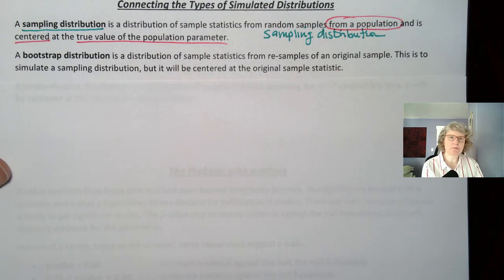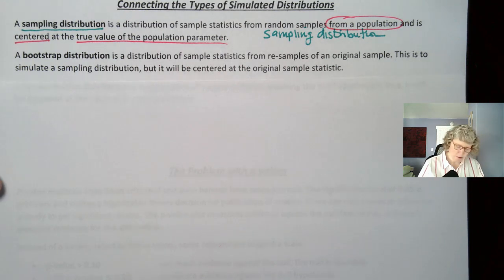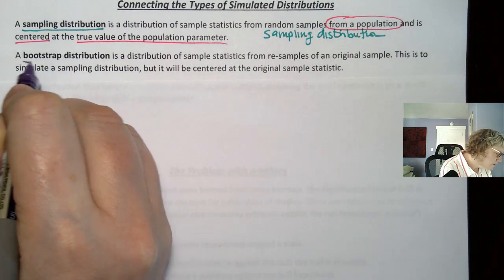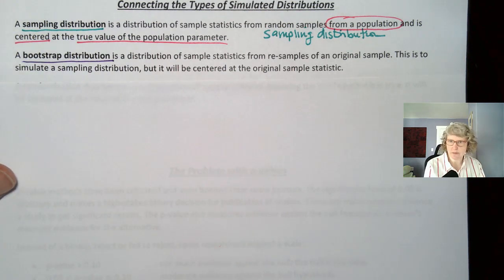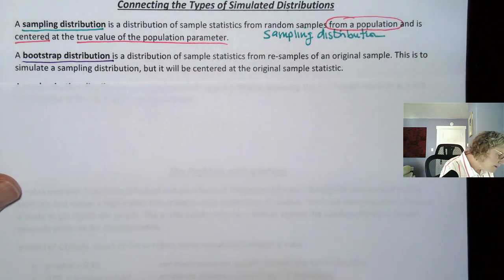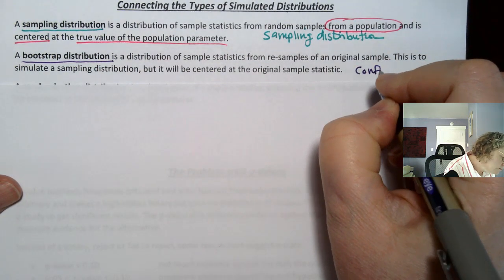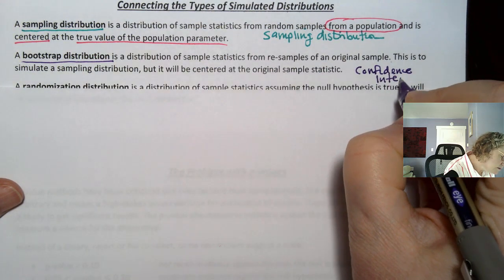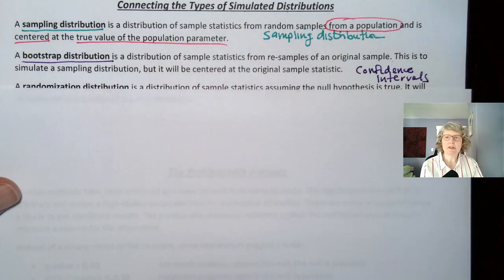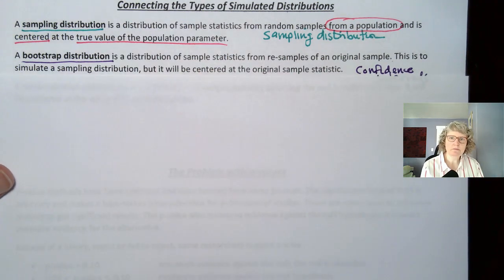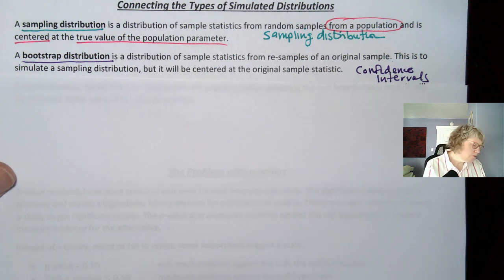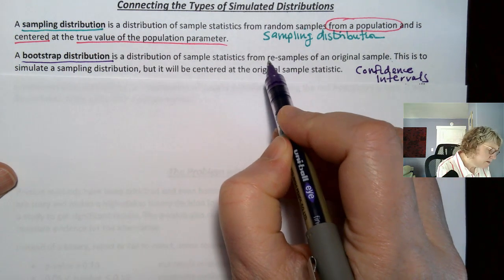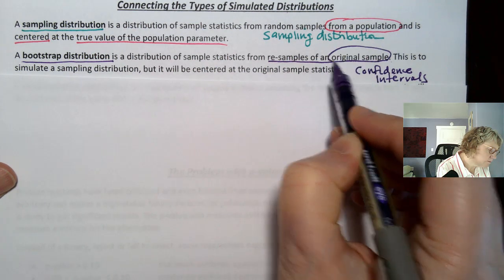I want to contrast that with a bootstrap distribution. This is when we don't know the population parameter. So a bootstrap distribution, we used this when we were studying confidence intervals and making confidence intervals. So I'm going to write that here. Should have left myself more space. We studied that when we were doing confidence intervals. And this is a distribution of sample statistics from resamples of an original sample.